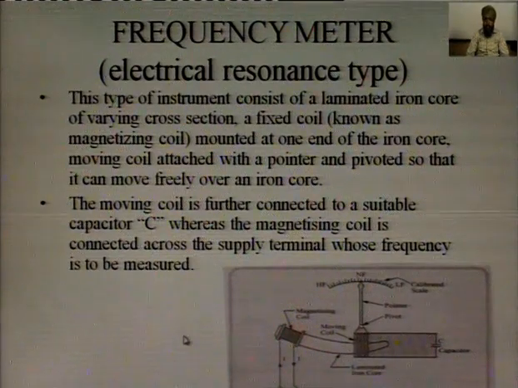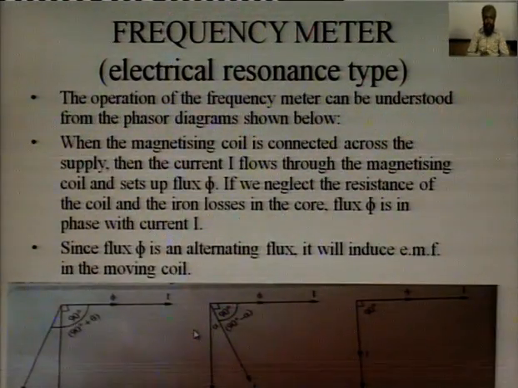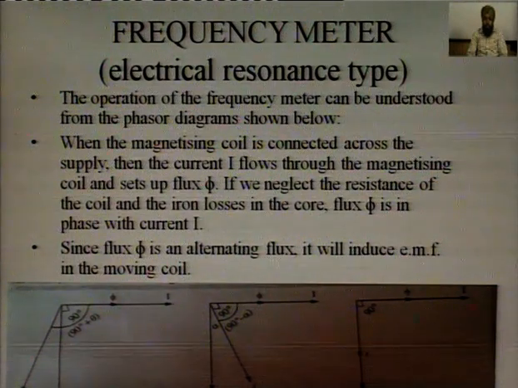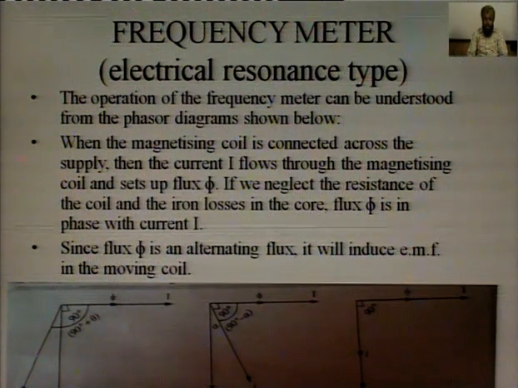frequency is to be measured. The operation of frequency meter can be understood from the phasor diagram shown below. When the magnetizing coil is connected across the supply, then current I flows through the magnetizing coil and sets off flux phi. If we neglect the resistance of the coil and the iron loss in the core, flux phi is in phase with the current I.